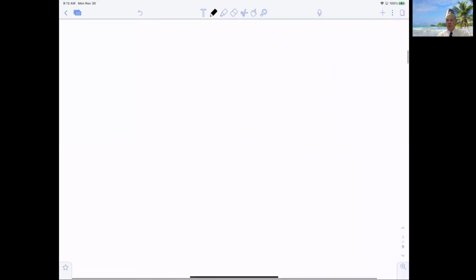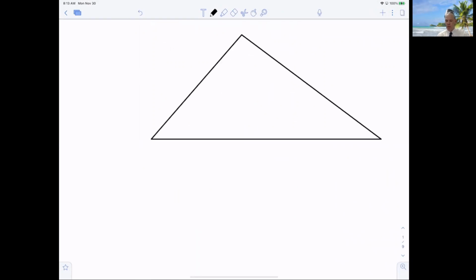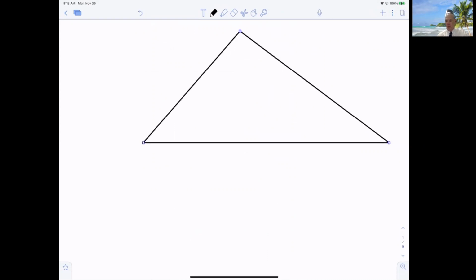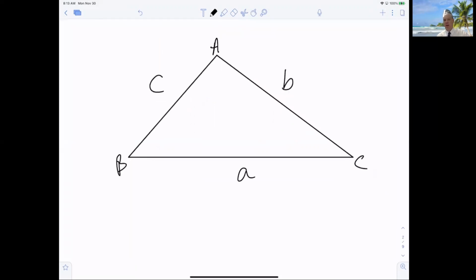The first thing I'm going to do is draw any type of triangle. Then I'm going to go ahead and label it for you so we can see A, B, C. This is B, this is A, this is C. Just remember that opposite angle and side are related.